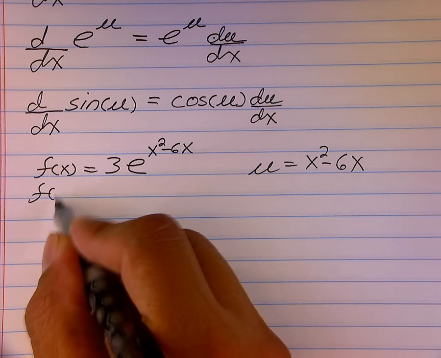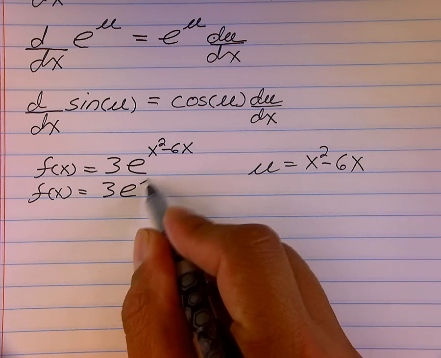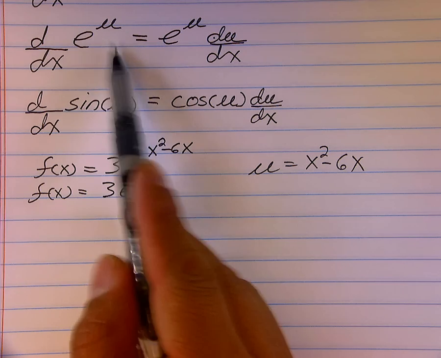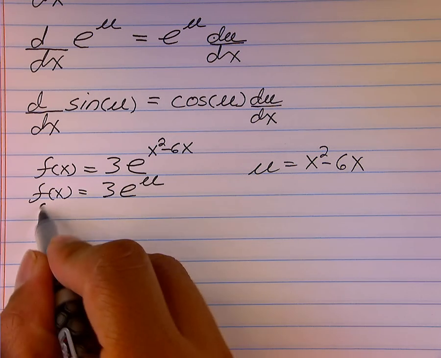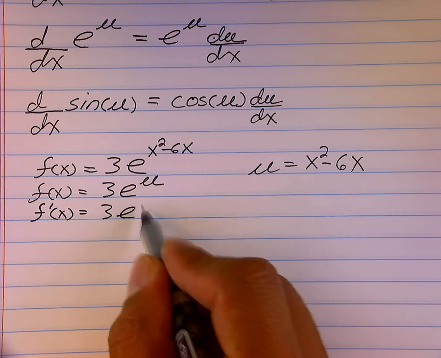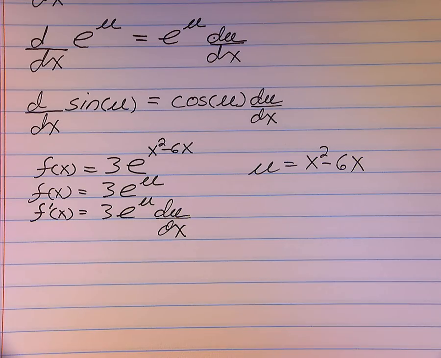Then f of x can now be written as a function of u, 3e to the u. When I take the derivative of this function, I'm going to use my e to the u's derivative. F prime of x equals 3e to the u times du dx. Since I know what u is, I'm almost done. All I need now is to discover what du dx is.